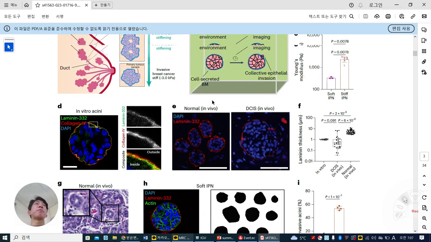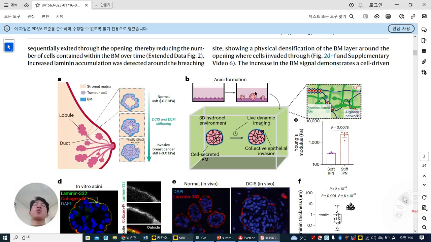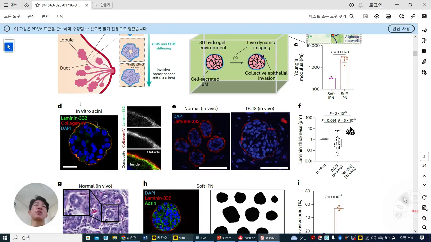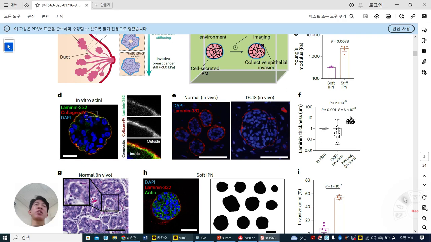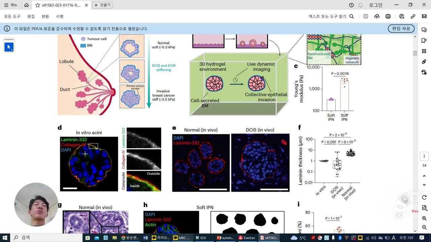Here, this blue one is the cell membrane. This is their original behavior. When they make this acini formation, they already have this basement membrane structure. Yes, so here you can see, this is exactly the original one secreted from the cell line. Secreted? Yeah, secreted. They already did not add it. Yeah, not added. This is not an externally added one.